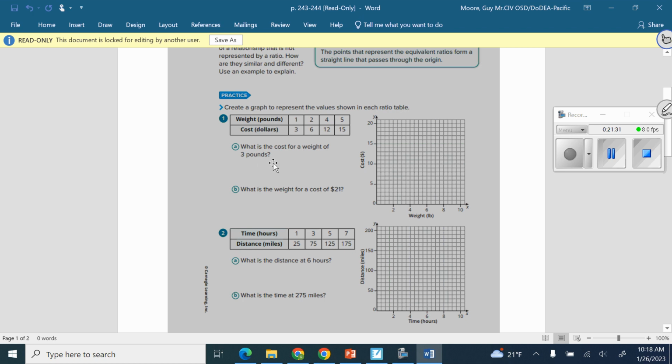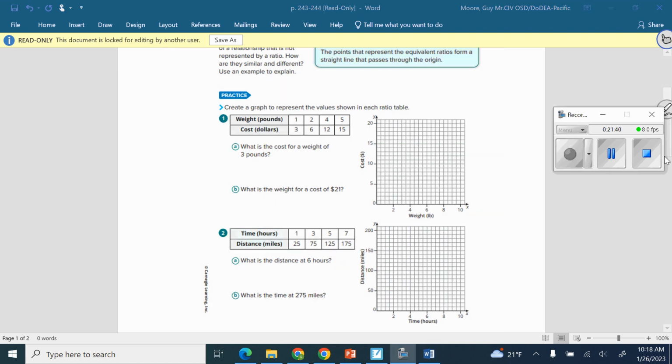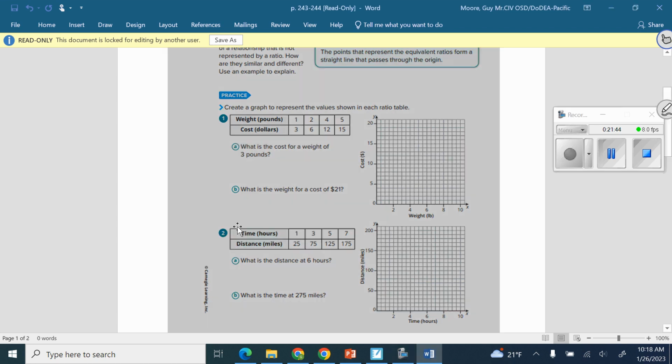Then, what is the cost for 3? What's the cost of 21? You can either use the table values or your graph. The idea is to try to get you to use the graph as much as possible. Second problem. Now we're doing the same thing. They gave us another table here. You're plotting those values. What's the distance at 6 and the time at 275?